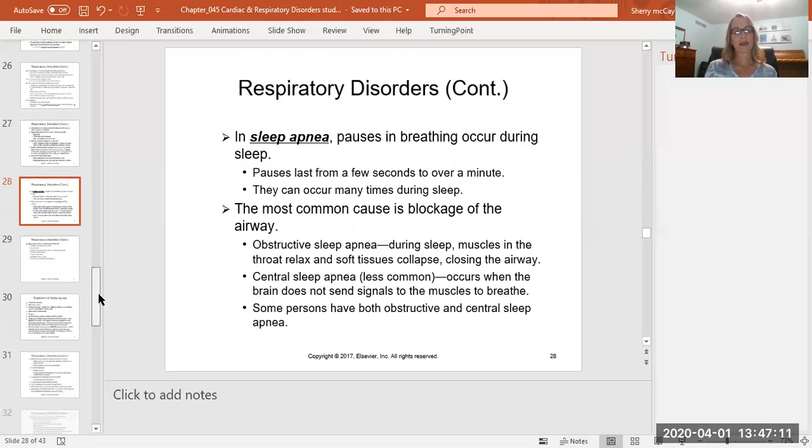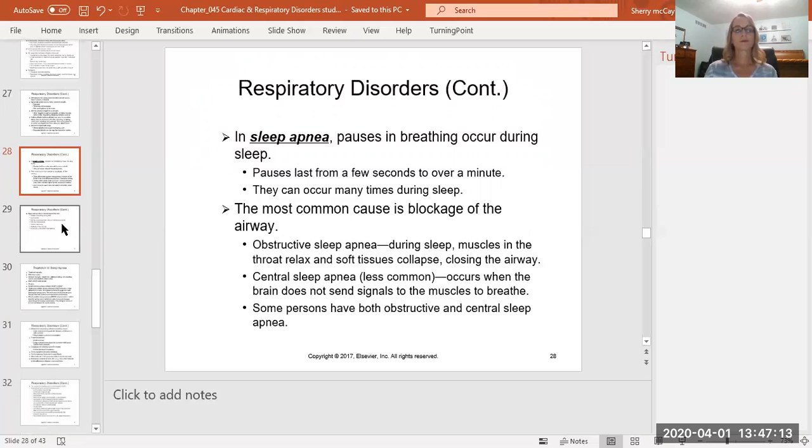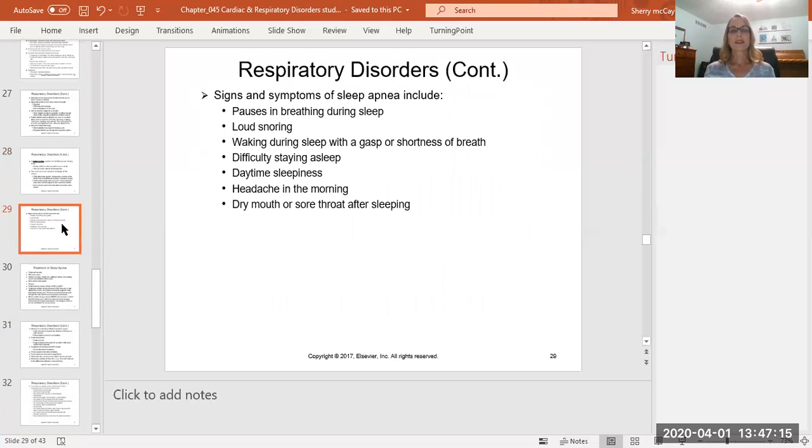And over time, it can cause damage to the heart. All right, signs and symptoms of sleep apnea include pauses in breathing during sleep, loud snoring, waking during sleep with a gasp or shortness of breath, difficulty staying asleep, daytime sleepiness, headache in the morning, dry mouth, or sore throat after sleeping.